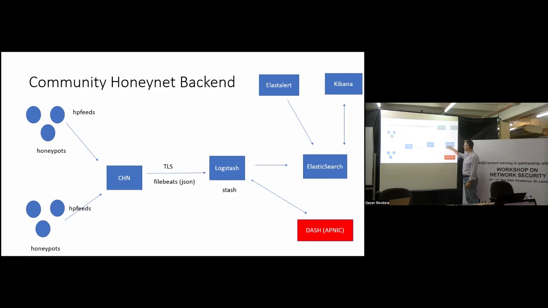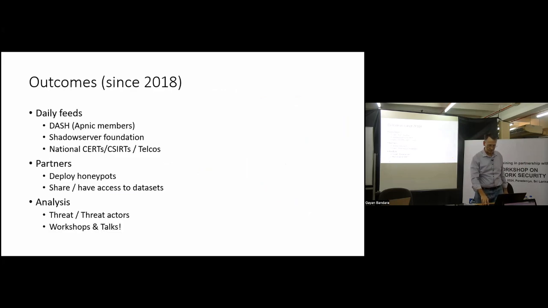And with those alerts, we present it inside Dash for the different ISPs. So we'll say to an ISP, we've seen these address blocks from your prefixes or your IP addresses. You should maybe be investigating further. We also give that information to the national CERTs, Computer Emergency Response Teams, Computer Security Incident Response Teams, telcos, and so on.